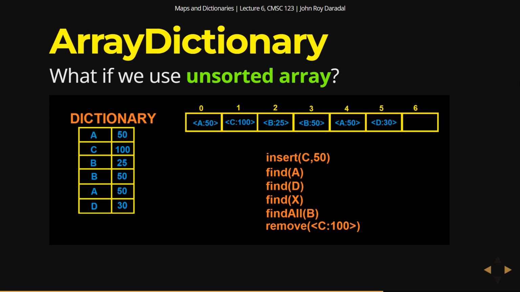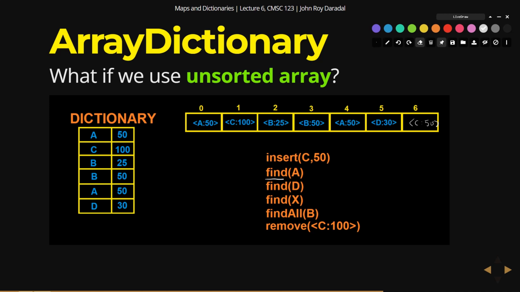Okay, now how about if we used an unsorted array instead? So instead of a DLL for the dictionary, what if we use an array? And it turns out it will still have the same problems as in the DLL dictionary. To show you, here's the same example, but instead of a DLL, we used an array. Now let's go through these methods to make sure that they are indeed doing the same thing. For insert C50, we'll just add it to the end because there are no restrictions on keys being unique.